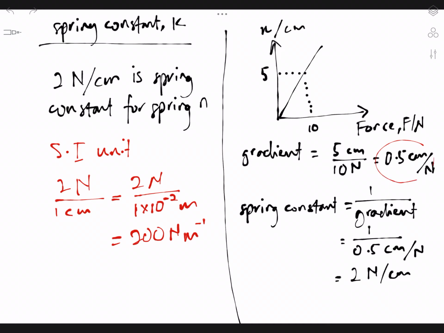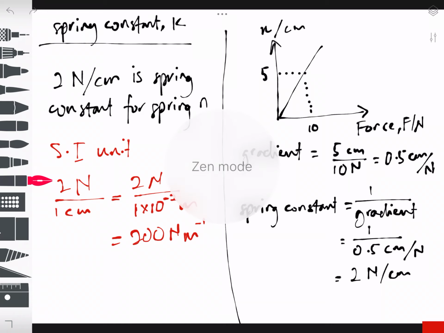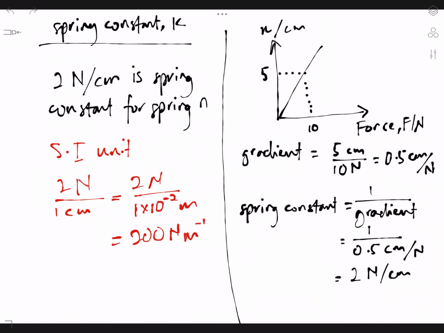So when you substitute this number here, you get 1 over 0.5, and then you get 2 Newton per centimeter. As we have calculated earlier, if you want to use SI unit, it should equal 200 Newton per meter.